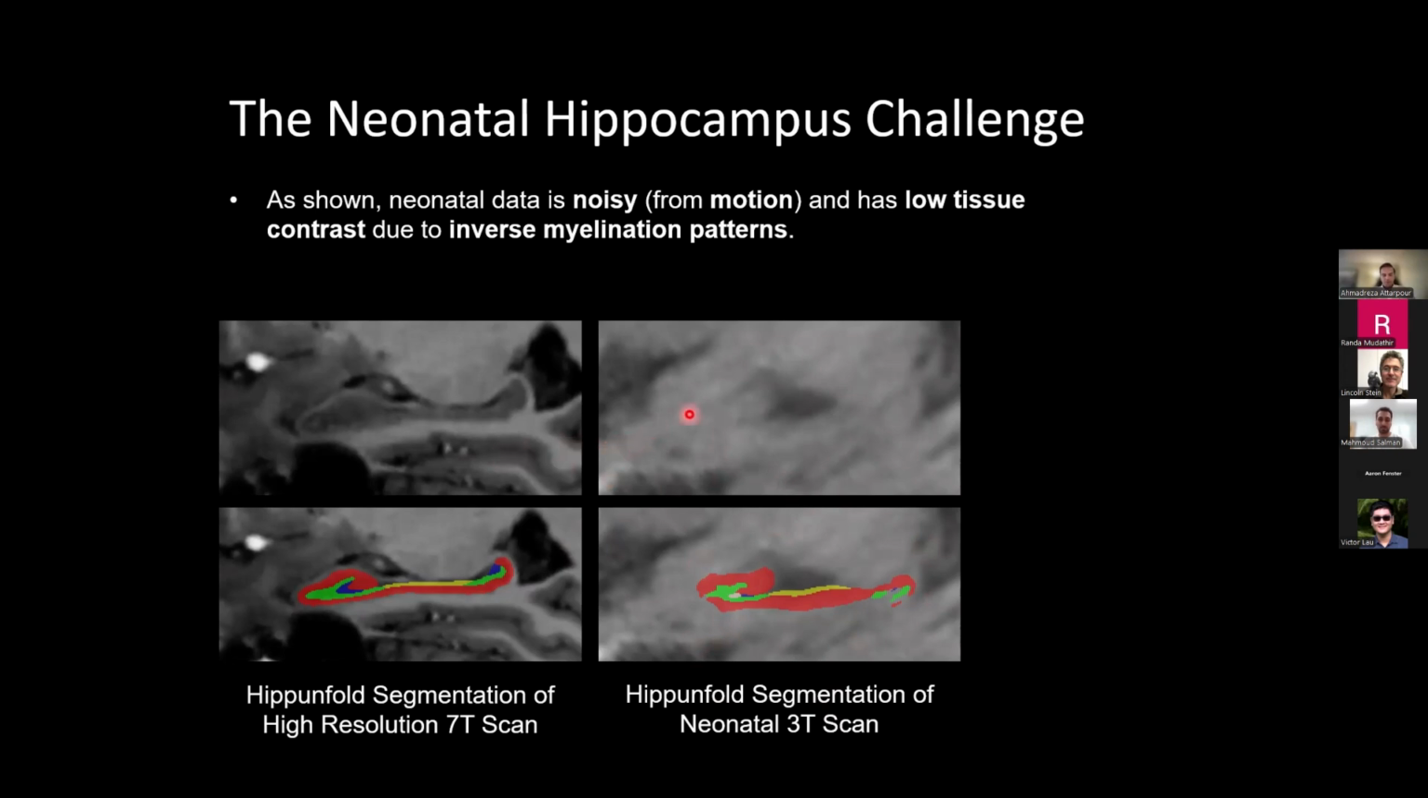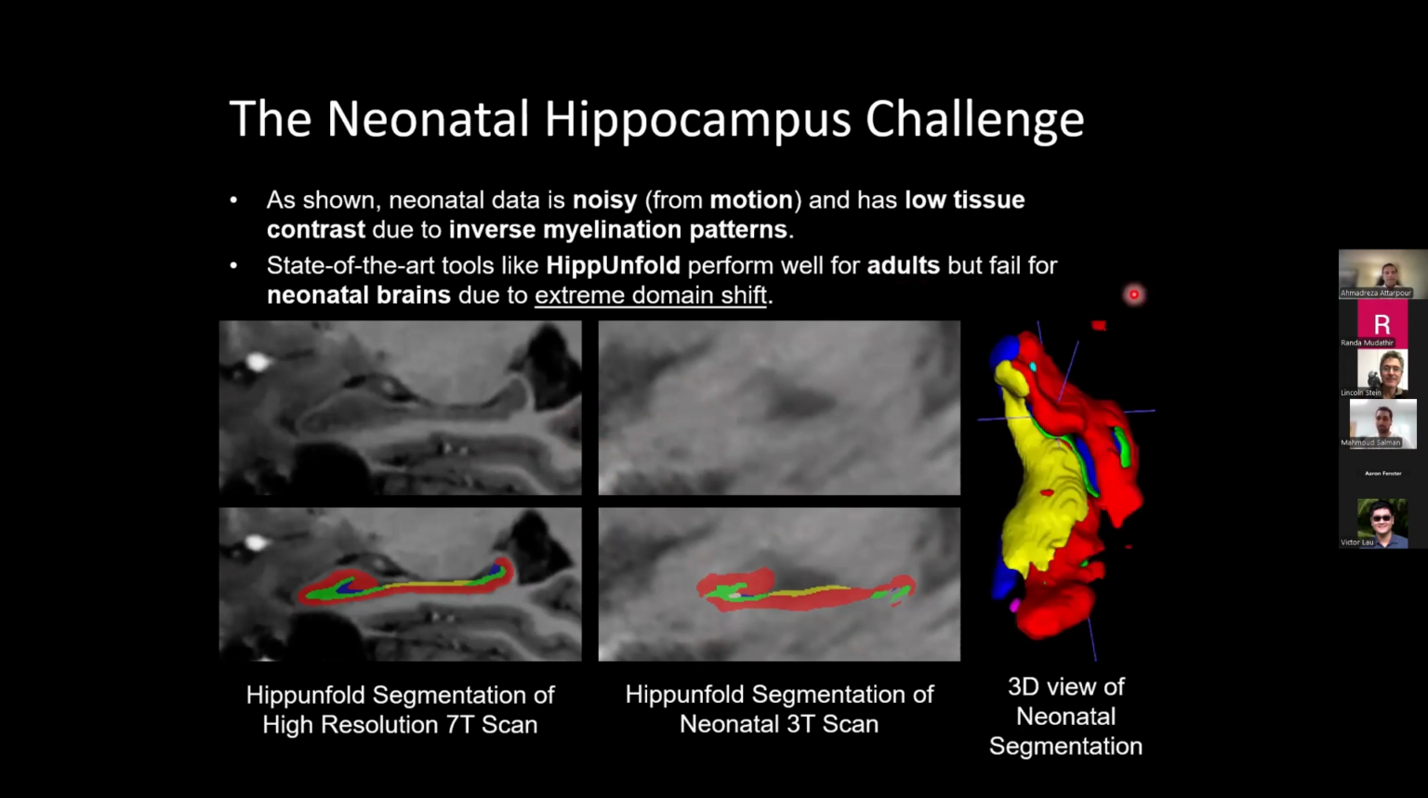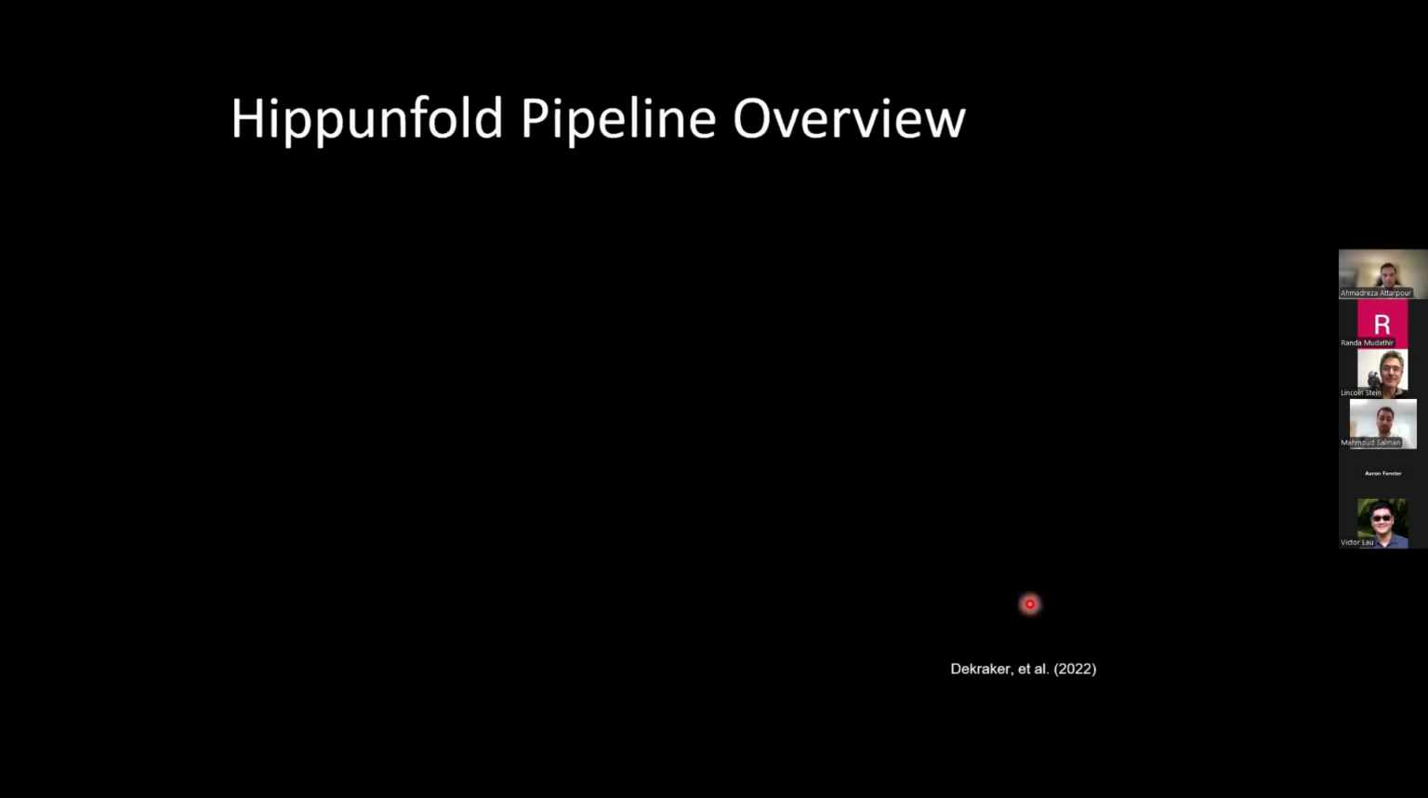Neonatal scans are much noisier, and this is because of motion. Another thing in neonates compared to adults is low tissue contrast, due to inverse myelination patterns, because the brain is not that mature. State-of-the-art tools like HippUnfold perform well on adults but fail for the neonatal brain due to this extreme domain shift. In the 3D view of this neonatal segmentation, we see many breaks, and it doesn't respect the topology of the different hippocampal tissues. So this is our first challenge.